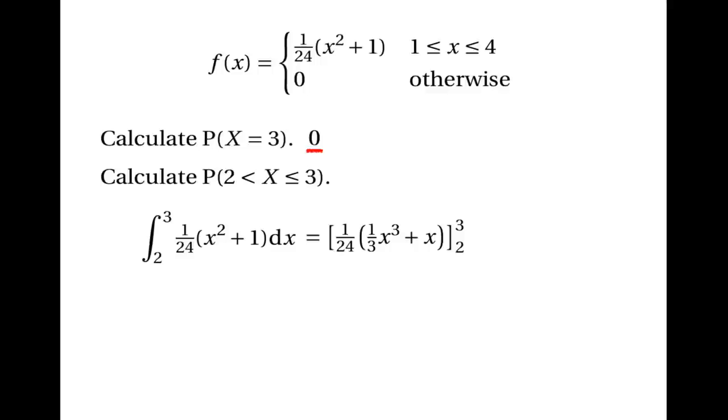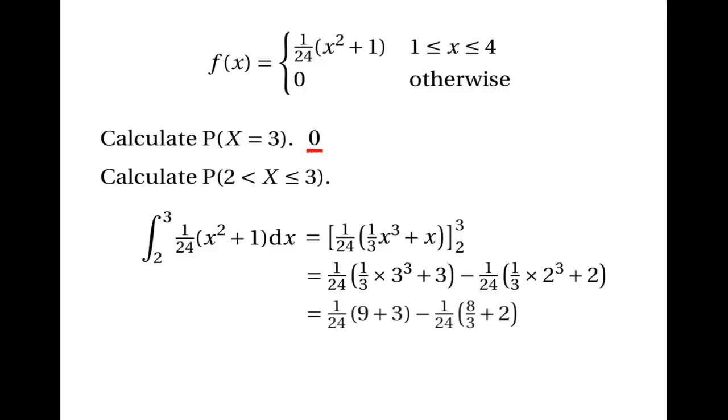And that's 1 over 24 times a third of 3 cubed plus 3 minus 1 over 24 times a third of 2 cubed plus 2. That comes to 1 over 24 times 9 plus 3 minus 1 over 24 times 8 thirds plus 2. And if you work it out, that's equal to 11 over 36. So that's the answer. That's the probability that x is greater than 2 and less than or equal to 3.